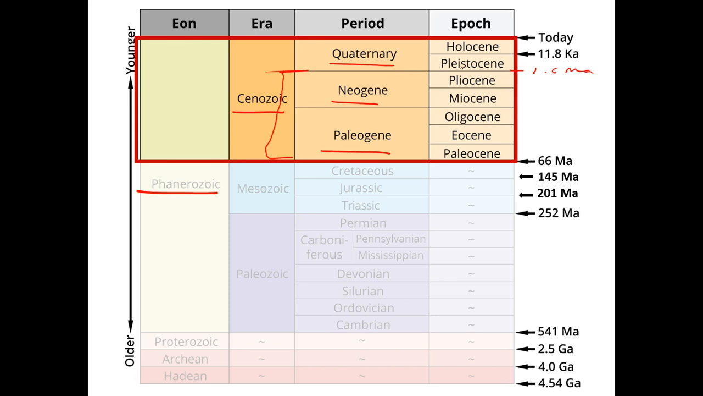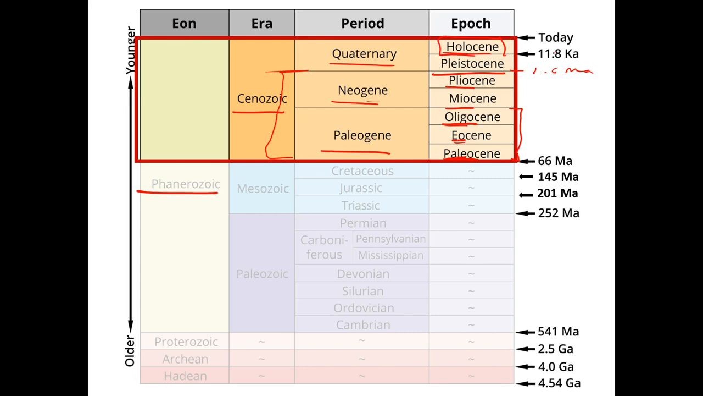You do need to know the epochs of the Cenozoic. Those go Paleocene, which is easy to remember because paleo means old, so the Paleocene is the first, the oldest epoch. Then it's Eocene and Oligocene, the three epochs of the Paleogene. Next, for the Neogene, the Miocene and the Pliocene. And after the Pliocene, it's the Pleistocene and the Holocene.